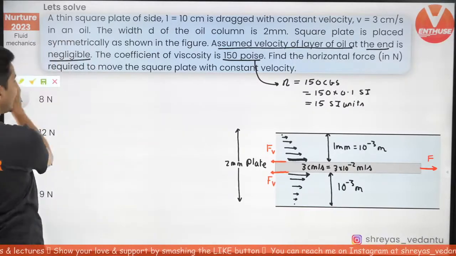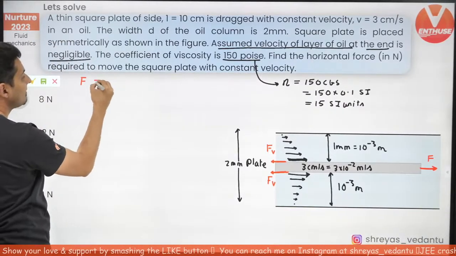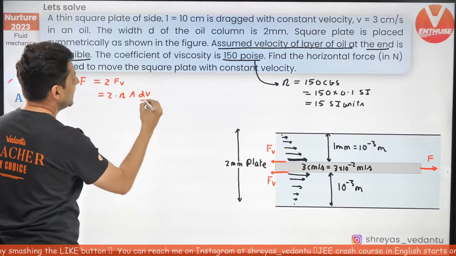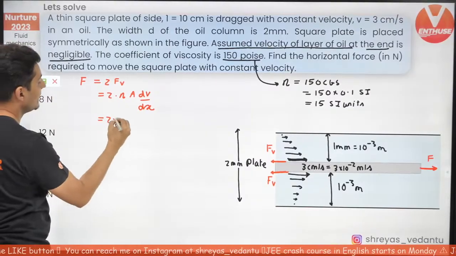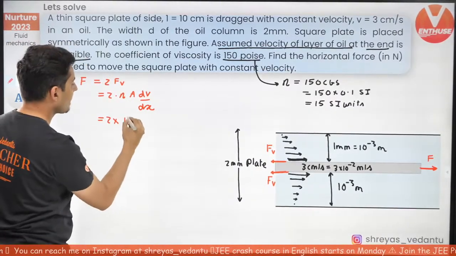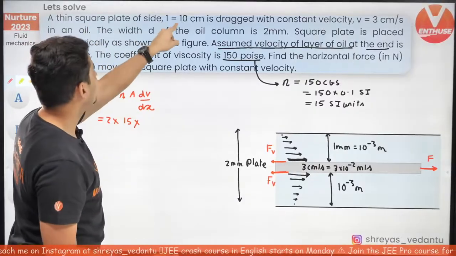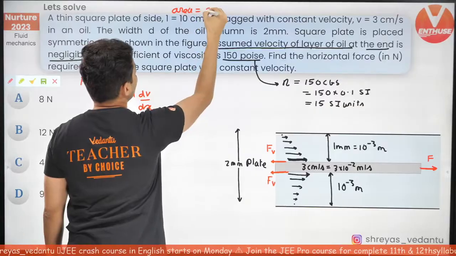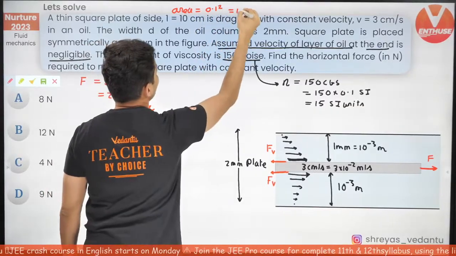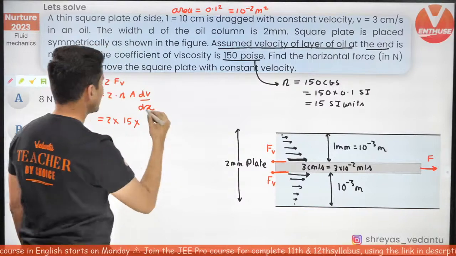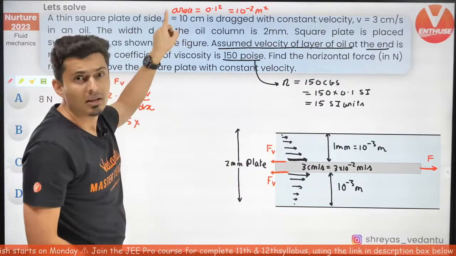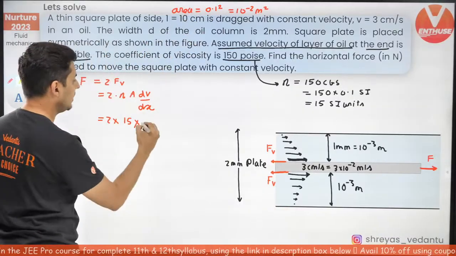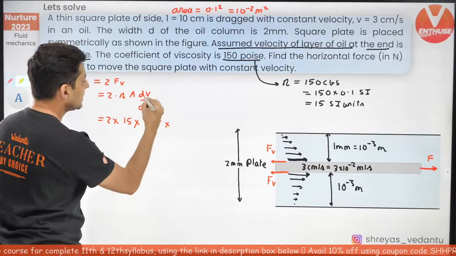So that is the reason why the pull will be 2 times Fv, which is 2 times eta A dV by dx. So 2 into, what is eta? Eta is 15. What is area? Side length is 10 centimeter. So that means area will be 0.1 whole square, which is 10 to the power minus 2 meter square. 10 centimeters is 0.1 meter, 0.1 square is 10 to the power minus 2.